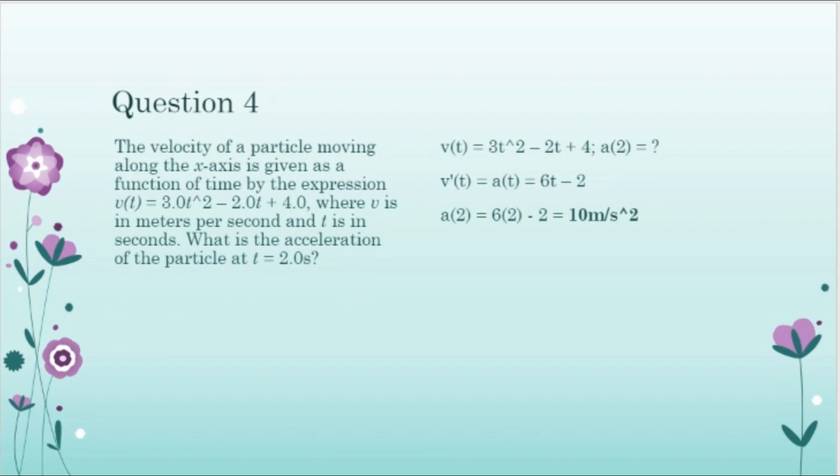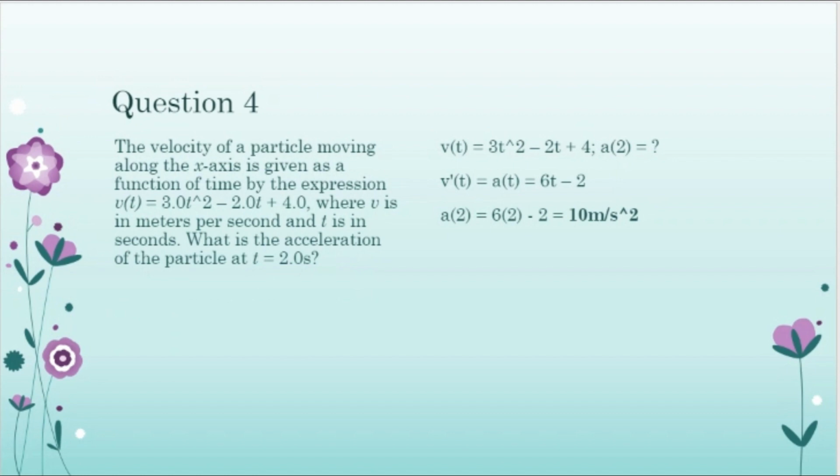So a similar question is number 4 in the packet, where the velocity of a particle moving along the x-axis is given as a function of time by the expression v(t) = 3t^2 - 2t + 4, where v is in meters per second and t is in seconds. It asks, what is the acceleration of the particle at t = 2 seconds?